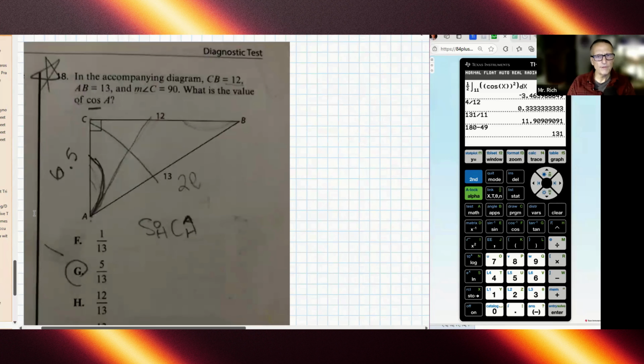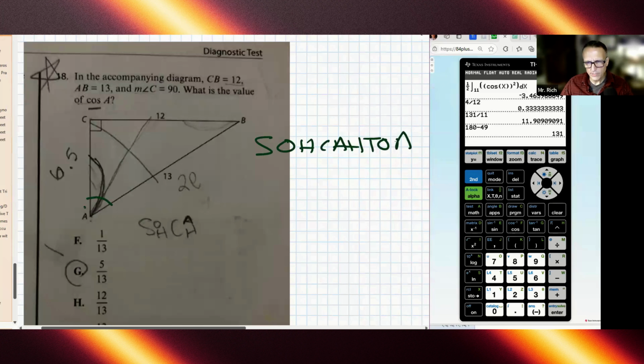Anyway, okay, so this is 18. In the accompanying diagram, CB is 12. That's already marked. AB is 13. That's marked on the triangle. And C is 90. That's marked as well. Cosine of A. Well, cosine of A, here's my angle A right here. What you have to know is SOHCAHTOA. If you're going into a standardized test like an ACT or an SAT, or you're going to be asked about anything with trigonometry, you got to know the three trig functions and the ratios that they all represent. And SOHCAHTOA helps you with that.